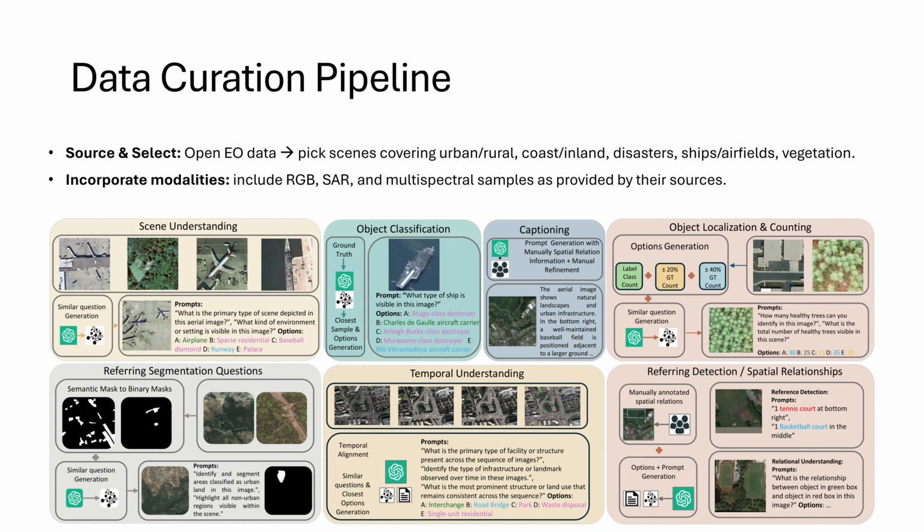We start by sourcing open Earth observation data and selecting scenes that cover the full spectrum: urban and rural, coast and inland, disasters, ships and airfields, and vegetation. So models see the variety they will face in practice. We then incorporate multiple modalities as provided by each source, RGB, SAR, and multispectral, keeping their native format so characteristics are preserved.